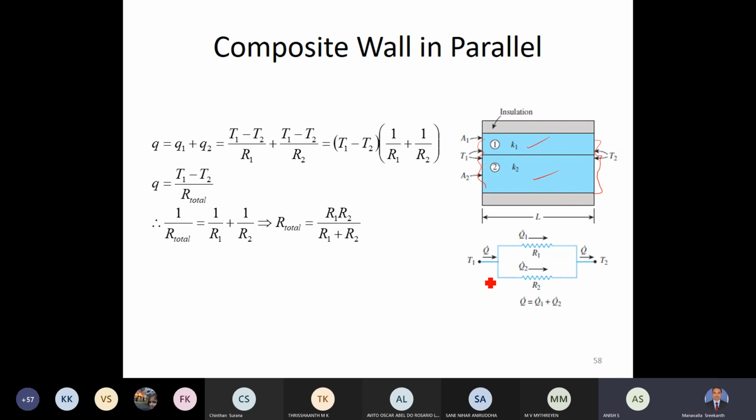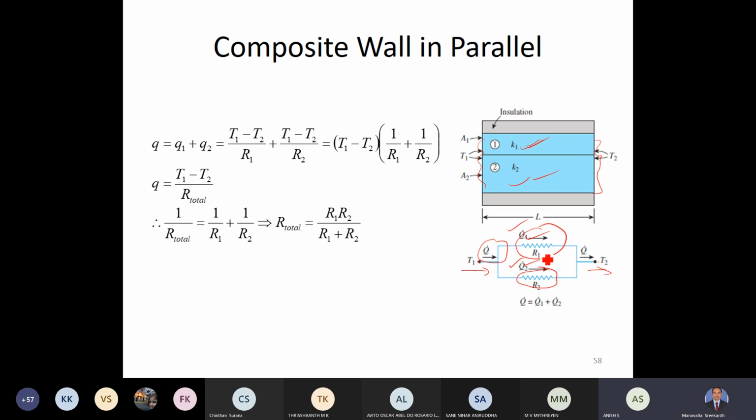So T1 is the first node, T2 is the last node, and you can see the resistance offered by this upper material is represented as R1, and the resistance offered by the lower material is represented as R2. So now you see there are different heat transfers flowing in the 2 resistances, Q1 in this, Q2 in this, but Q1 plus Q2 should be equal to Q. So total energy entering at this end should be same as the energy leaving from the other end. But intermediately, because the resistances are in parallel, you have different amounts of flow rates.